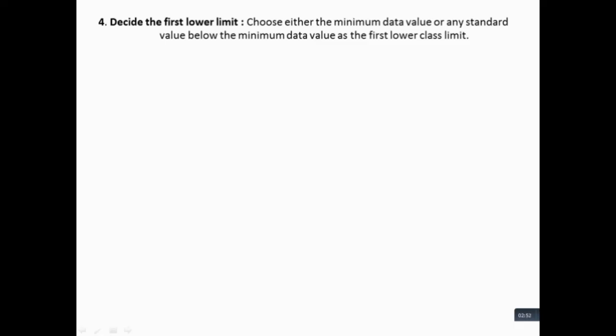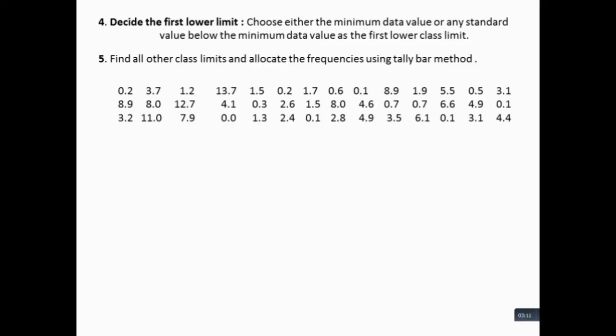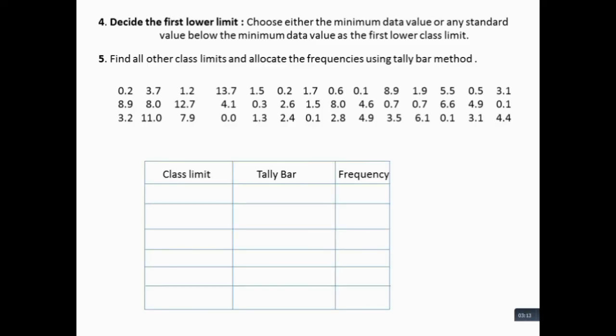The fourth step is to decide the lower limit of the first class. Choose the smallest value of the data or any standard value which is below the minimum value of our data. The fifth step is to find out the other class limits and then allocate the frequency using the tally bar method. After making a blank table for frequency distributions, we decided to take 0.0 as the lower limit of the first class because this value is the smallest value of the data as well as it is also a standard number.